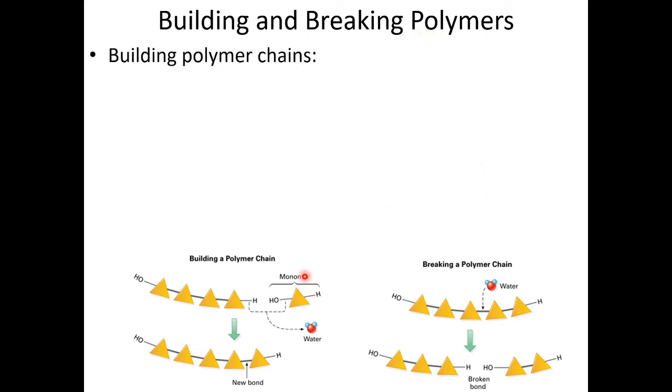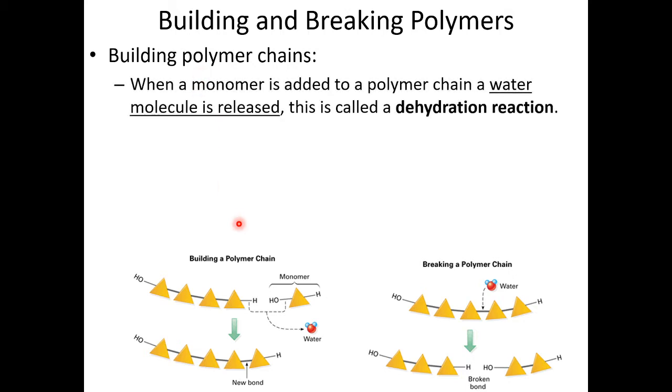A monomer, right? Monomer is one building block or one part, okay? So a polymer essentially is a chain of building blocks. A monomer is essentially one building block. Okay, how do you build those polymer chains? Essentially, how do you build them?